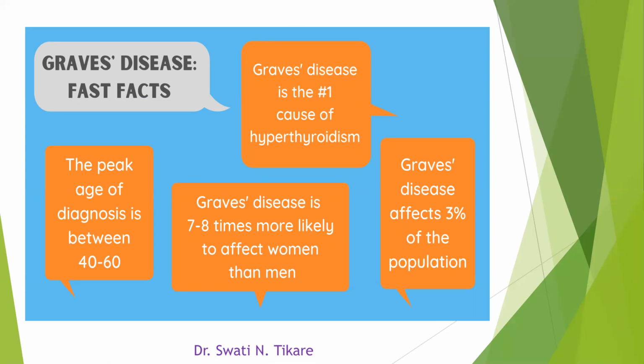Just a sprinkler to know the important things. Graves' disease is number one cause of hyperthyroidism. Among all the other causes, Graves' disease is number one cause for hyperthyroidism. The peak age of diagnosis is between 40 to 60. Some places it is also mentioned as 30 to 50, and some places as 40 to 60. Graves' disease is 7 to 8 times more likely to affect a woman than men.